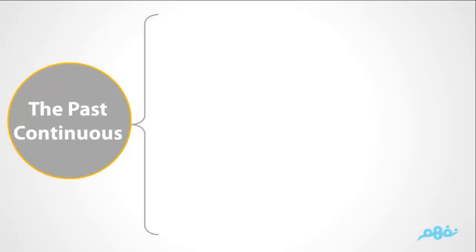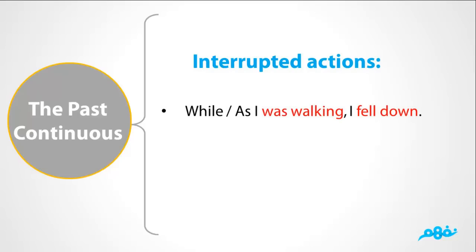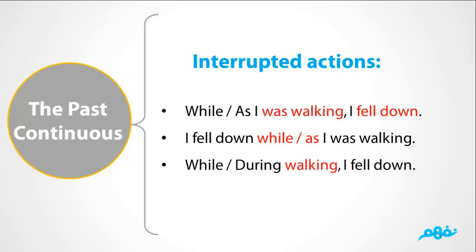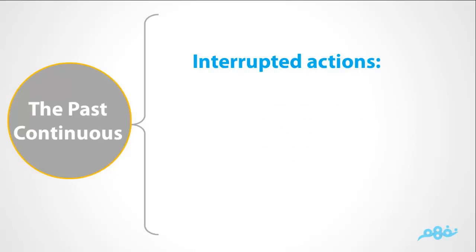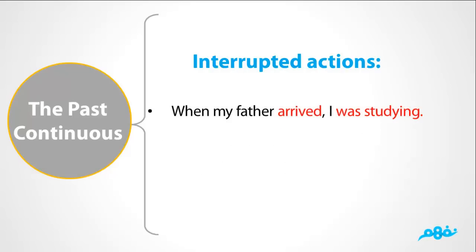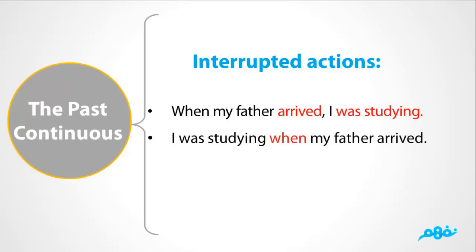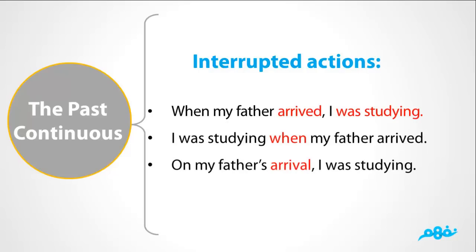The past continuous. The past continuous is used with the past simple to express interrupted actions, as in the following examples. While I was walking, I fell down. I fell down while I was walking. While or during walking, I fell down. And we can also use when. When my father arrived, I was studying. I was studying when my father arrived. On my father's arrival, I was studying.